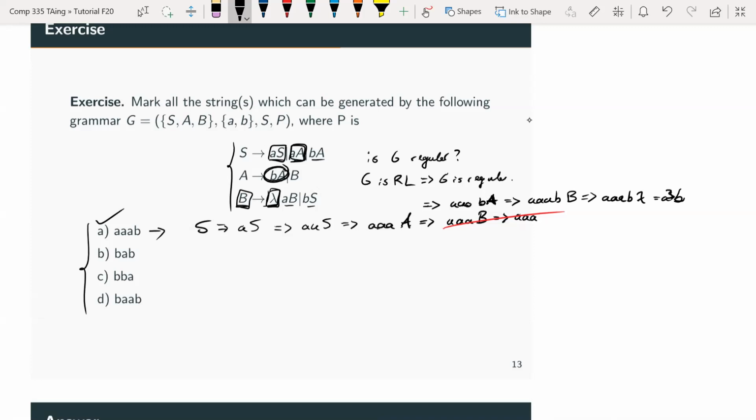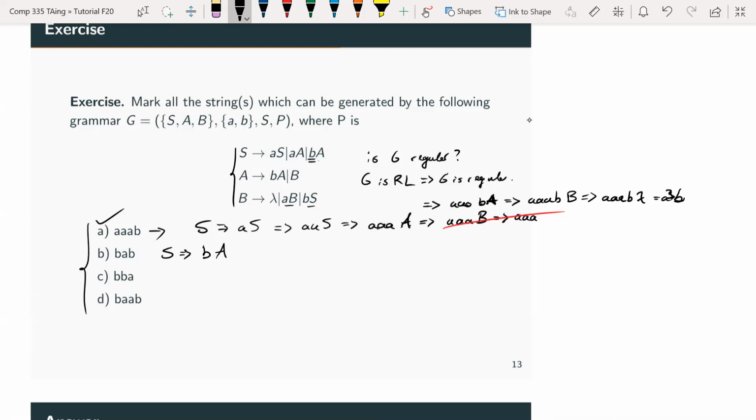Okay, the next one, BAB. Well, for a string to start with B, because it's right linear, I for sure have to go from S to BA, right? That's the only thing that, when I start at S, I can get.